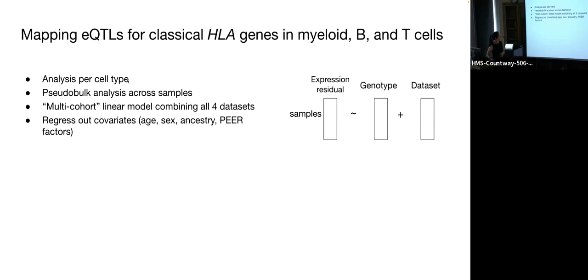What we did was an analysis per major cell type, where we created pseudobulk profiles, where we combine all the cells from a given cell type and individual together into a single measurement. Then we did this analysis across samples, where we tried to find associations between the expression of the HLA genes and genotype for the different 12,000 SNPs. And we combined all the cohorts together into a single linear model and regressed out covariates.